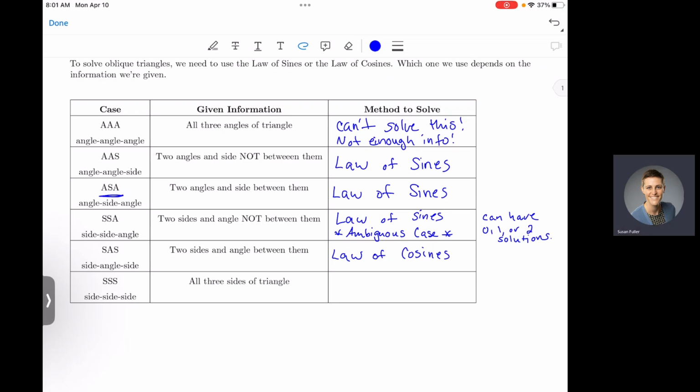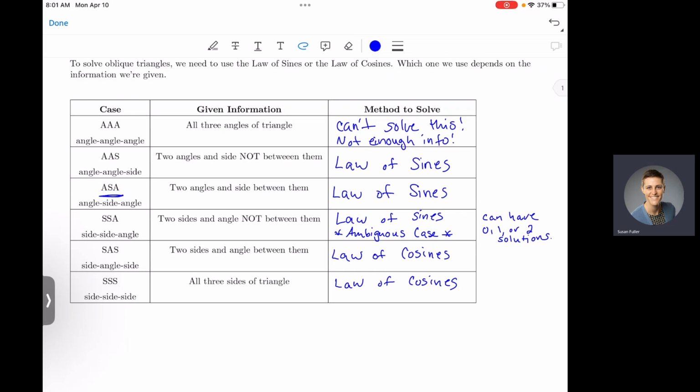And then the last situation we can find ourselves in is side, side, side. We are given all three sides of a triangle, but no angles. This one, we actually can solve. We have enough information for this. And this is the law of cosines as well.